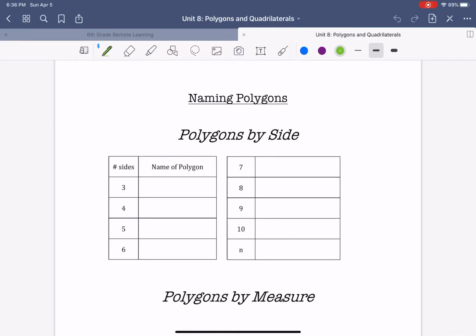Hey y'all, today we're going to talk about polygons and how we name them.